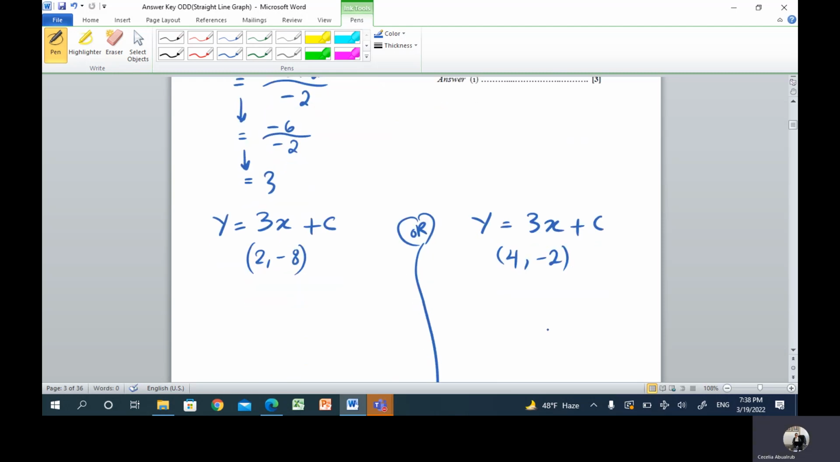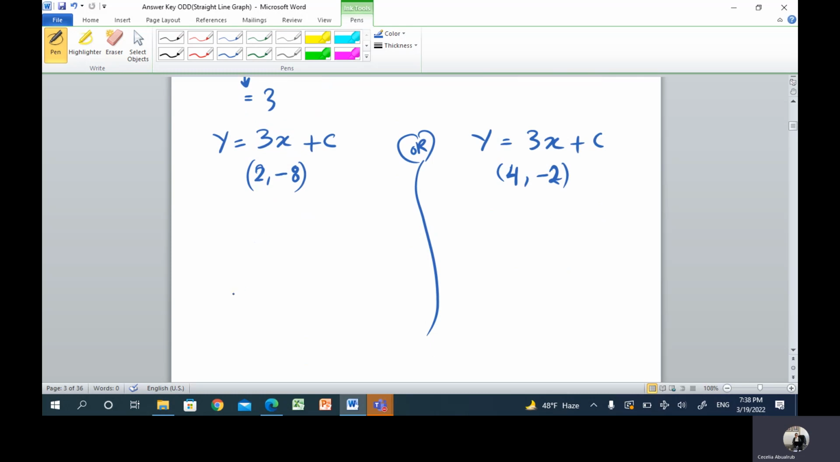For any point in the coordinate plane, the first number represents x and the second represents y. So 4 is the x here and -2 is the y. We're going to substitute the values of y and x in that equation. So -8 equals 3 times 2 plus c, and here -2 equals 3 times 4 plus c.